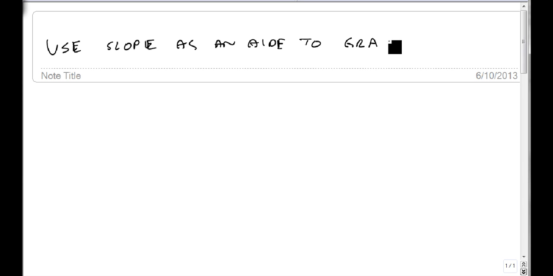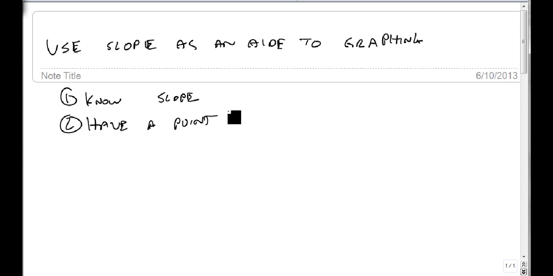We are now going to use slope as an aid to graphing. And so what we're going to show you is if we know what the slope is and if we have a point, we can draw any linear equation.